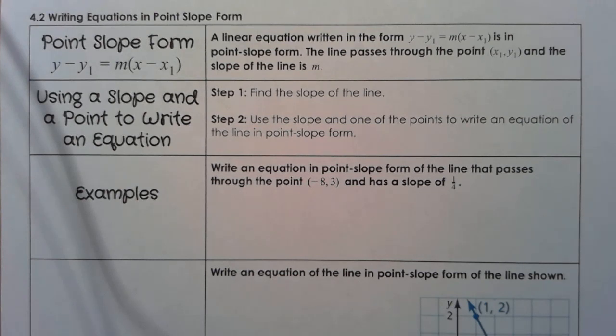Today we're going to write equations in point slope form. So we are continuing in chapter 4. Remember, we're skipping around a little bit from chapter 3 to chapter 4. So today we have a new form, which is point slope.